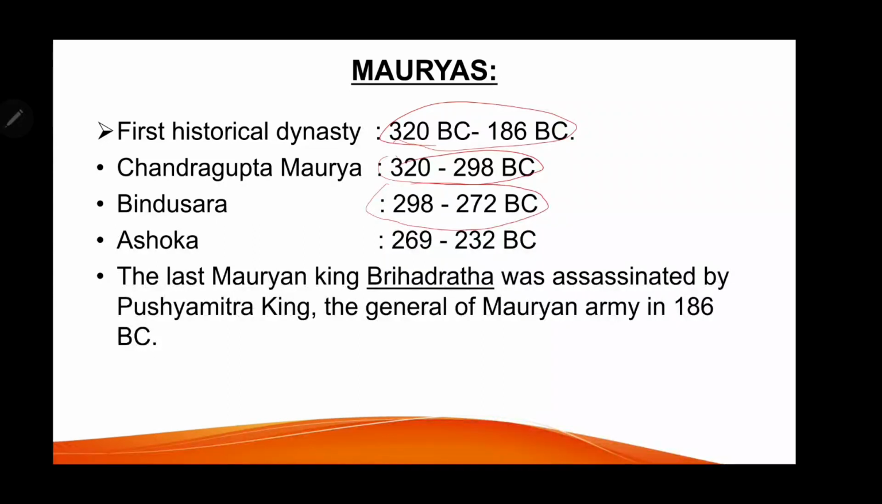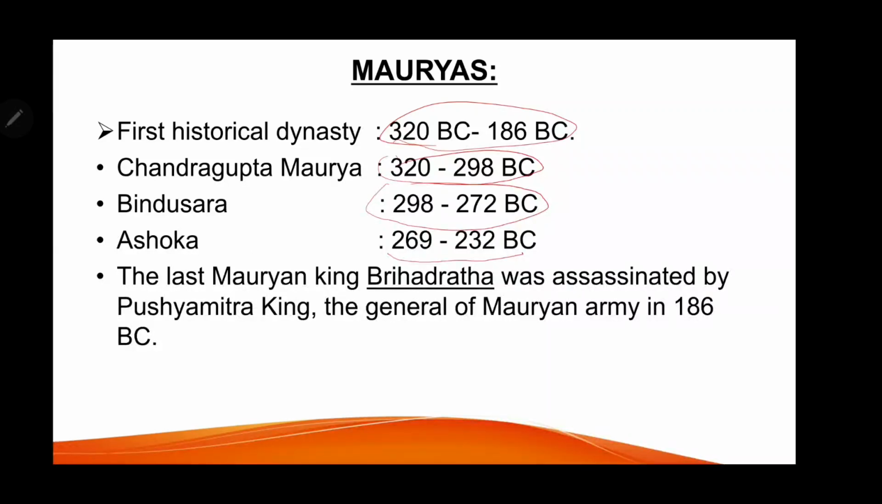Then comes Ashok. Ashok ruled from 269 to 232 BC. There's a gap of 4 years. Why? Because it is said that Bindusar had 101 sons. Ashok killed his 99 brothers, spared the life of the younger one, Sumana. And he kept on fighting with his brothers while killing the 99 brothers. And it took 4 years for his coronation.